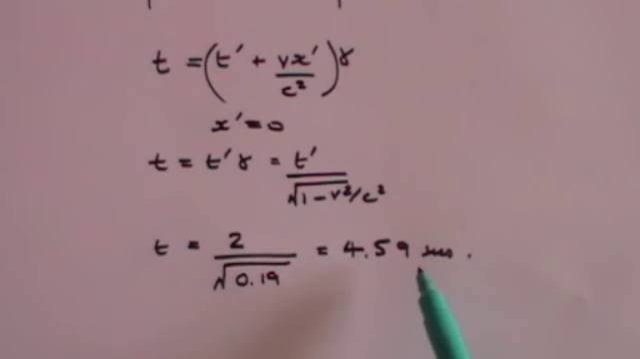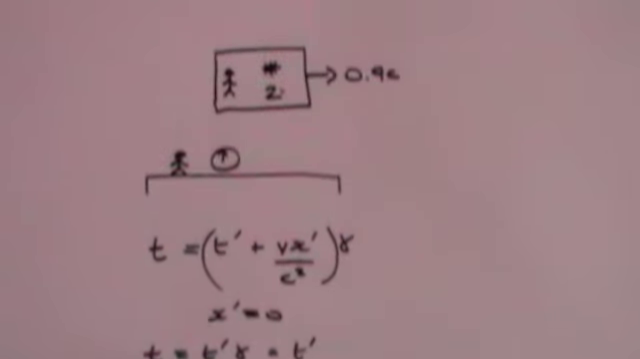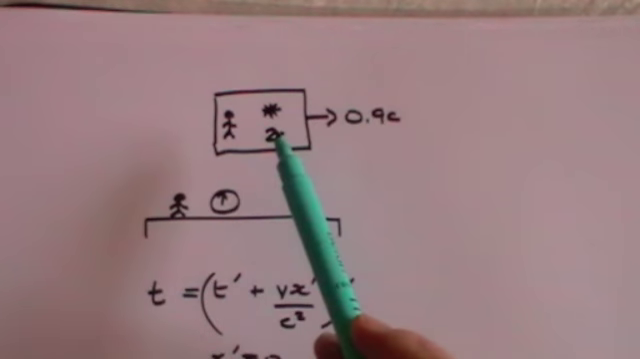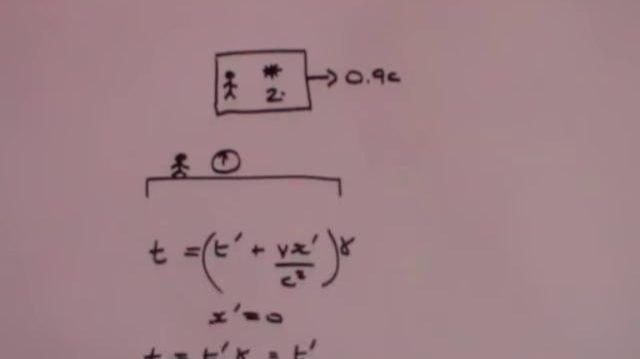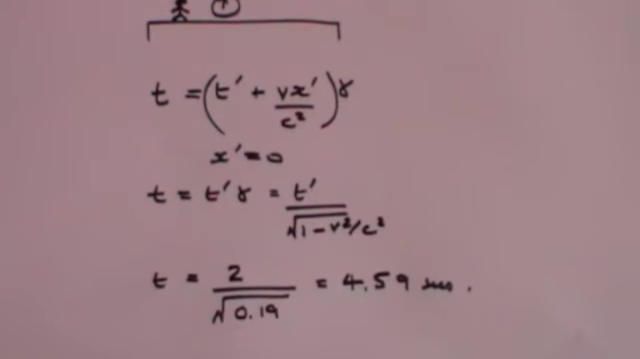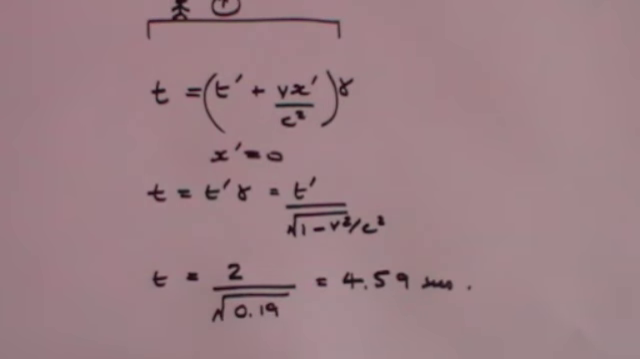Bob says, obviously my watch is right, so 4.59 seconds is correct. If you, Alice, only measure 2 seconds, it must be because your watch is running slow. So he accuses Alice of having a watch that is running slowly. Of course, that's not true. This is just the consequence of special relativity.